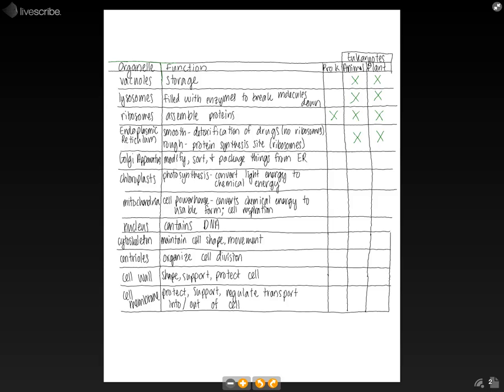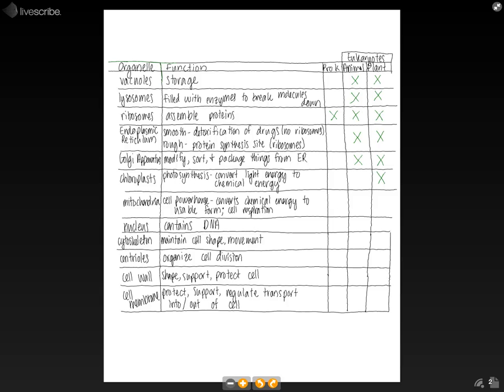And then next is the Golgi apparatus. And its main function is to modify, sort, and package things that come from the endoplasmic reticulum. And so this is present again in our plants and animals because it's working with the endoplasmic reticulum. So it's basically just a big packaging and sorting center within the cell. And then the chloroplasts are involved in photosynthesis, so this is converting light energy into chemical energy. And we know that only plants are going to have this, not animals, and our prokaryotes don't have chloroplasts either.